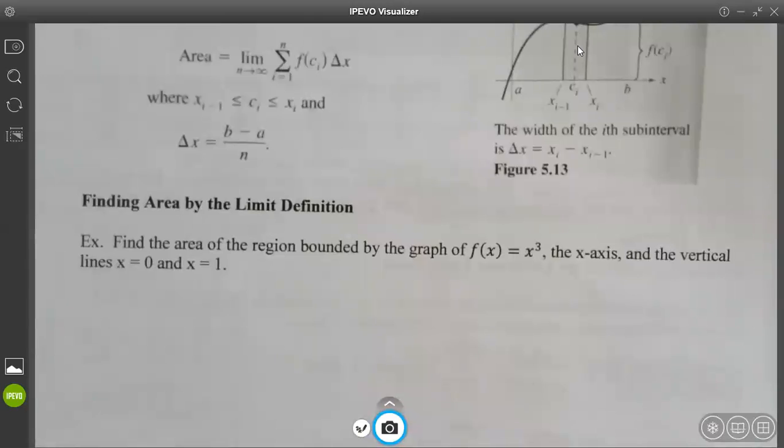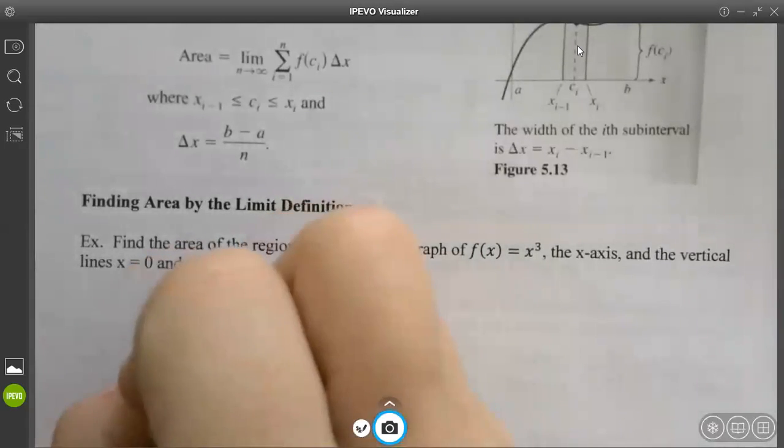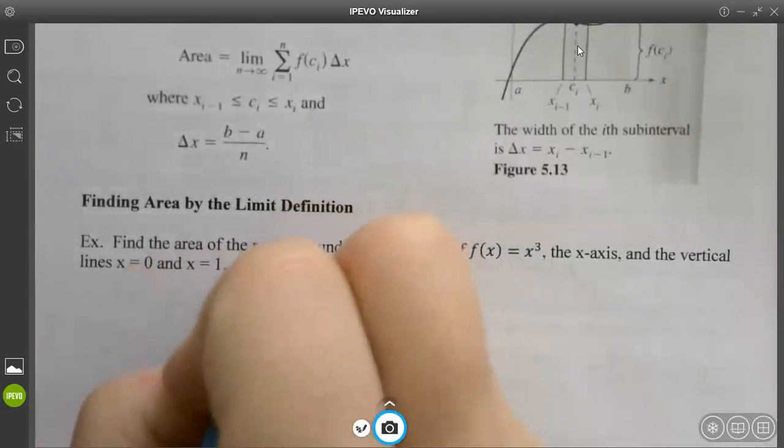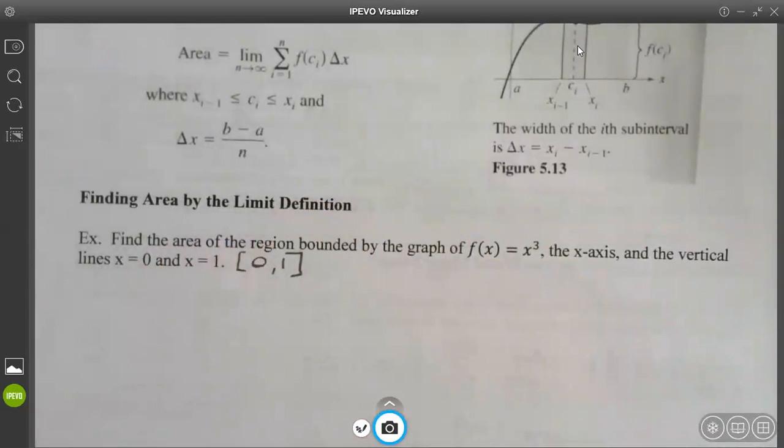So there's our formula right there, again with delta x listed out. Find the area of the region bounded by the graph of f of x equals x to the third, the x-axis and the vertical lines, x equals 0 and x equals 1. So what it's saying is you can pick any x's that you want. It doesn't really matter. On this one, they picked 0 and 1. And remember, I told you that's going to be your a, b, or your interval.